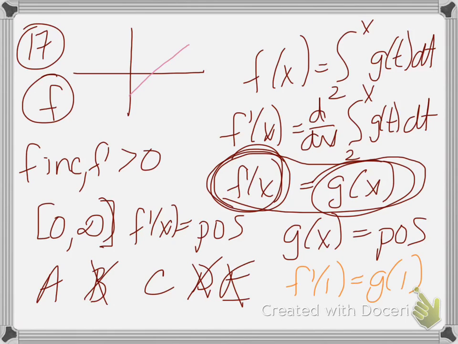Okay, so f prime of 1, so I was just picturing that this was 1 over here. So that would be a positive slope, so I knew this was a positive number. And g of 1 would also be positive. So I got that they would both be positive, they both equal 1, and so so far A is still in the running.